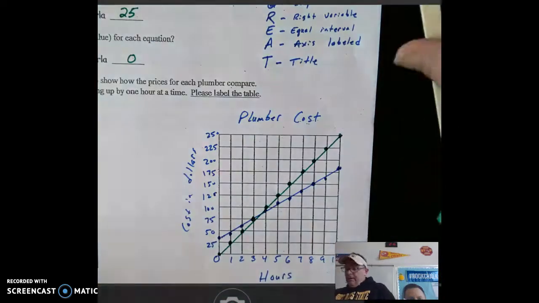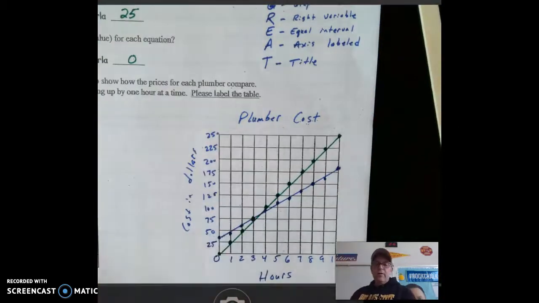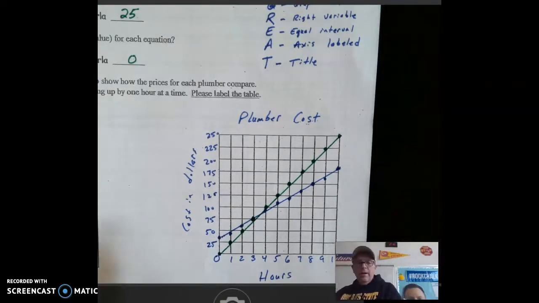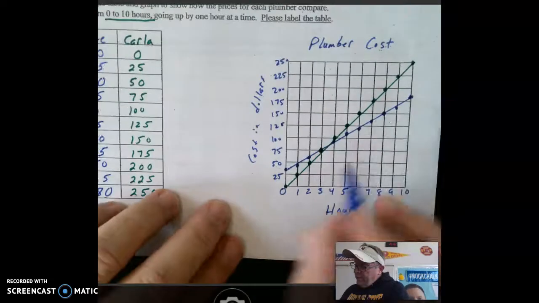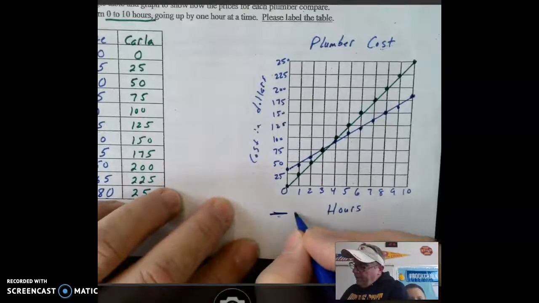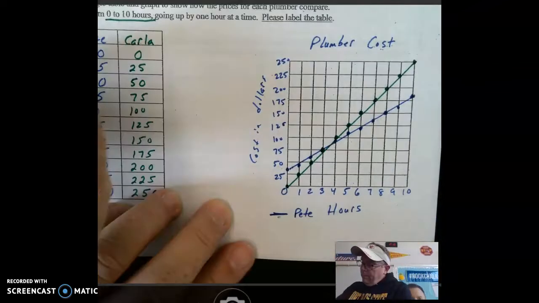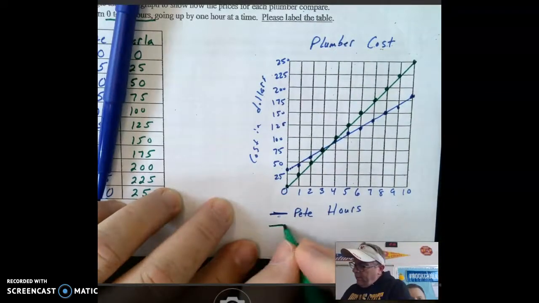Another thing that, even though we did it in the table over here in terms of color, I would always make sure that I put some kind of key. So for this, the blue line represents Pete. Your green line represents Carla.